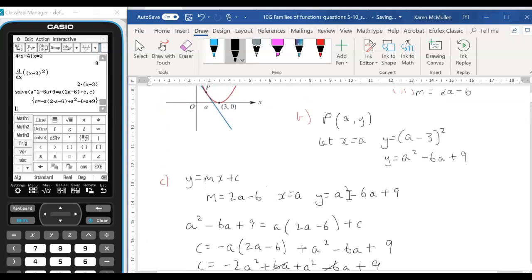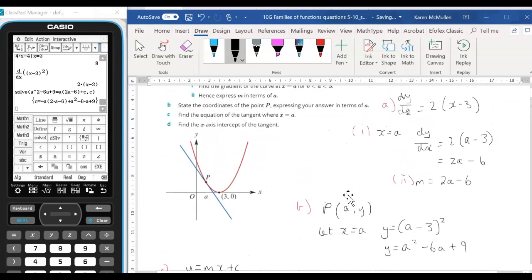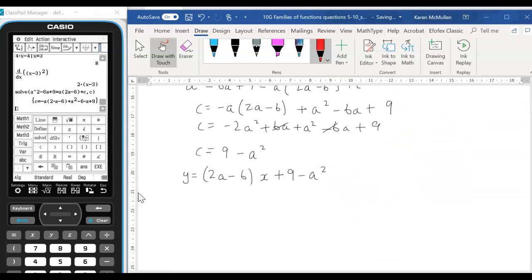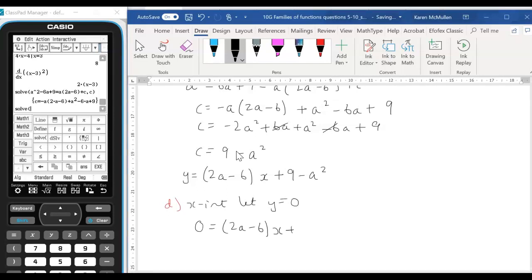All right, question D: find the x-axis intercepts of the tangent. So if we're finding the x-intercepts, we're letting y equal 0. And I can just do that on the calculator, so we'll go to solve again. I should write what we're actually putting into the calculator: 0 equals (2a minus 6)x plus 9 minus a squared.